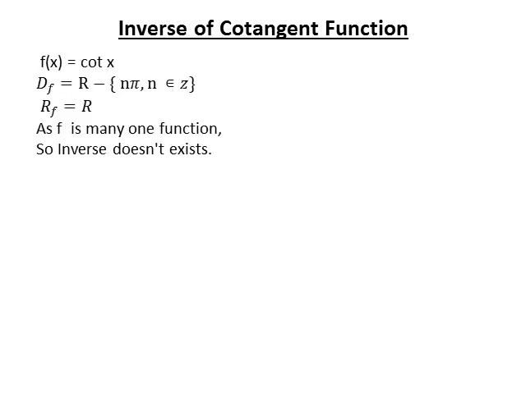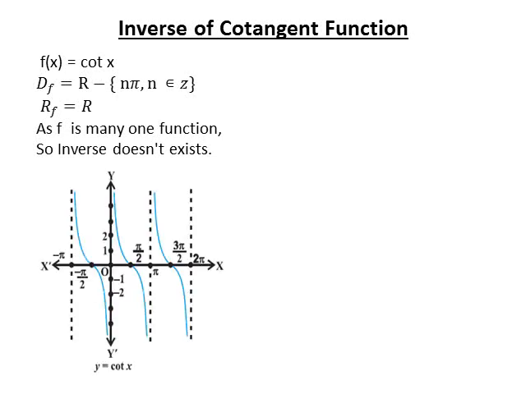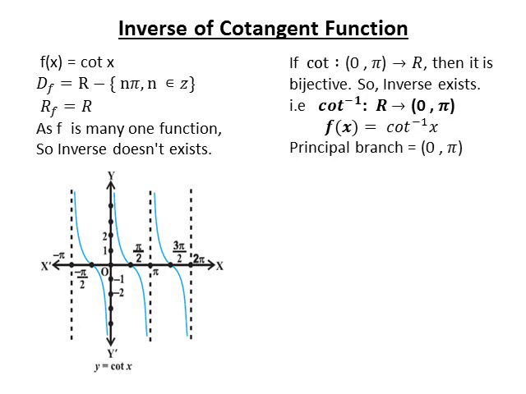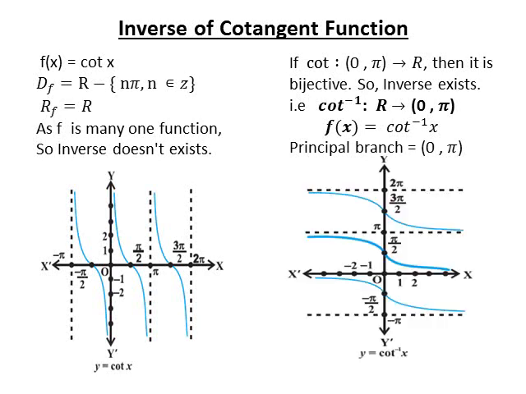Here also we can observe that cotangent function within its domain is not one-one. We can observe it from graph also. So inverse of this function does not exist. But if we take domain of the cot function as open interval 0 to pi, then it is bijective within this interval. So inverse exists. So cot inverse is defined from R to open interval 0 to pi. So domain of the cot inverse x is R and range of the cot inverse x function is open interval 0 to pi, which is also known as principal value branch. This is the graph of cot inverse x function.